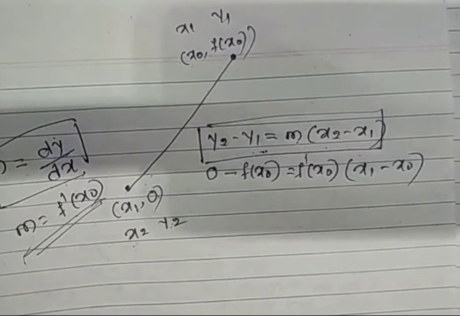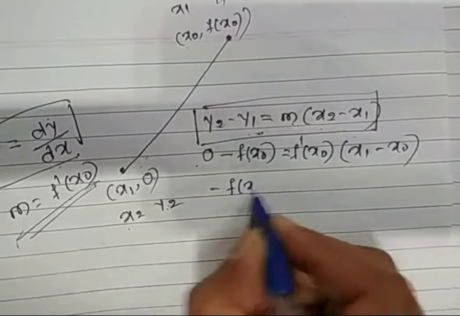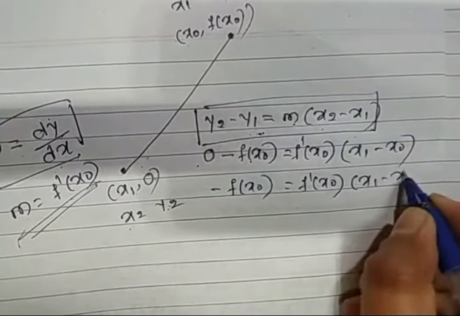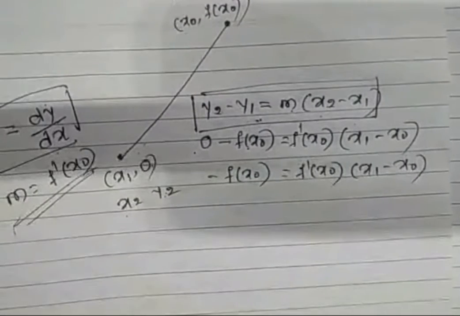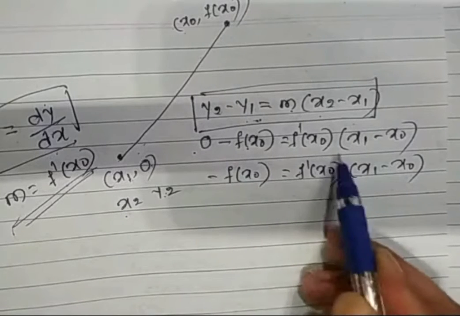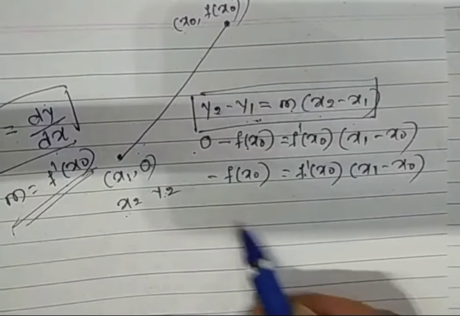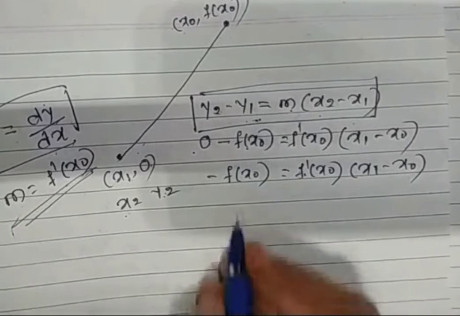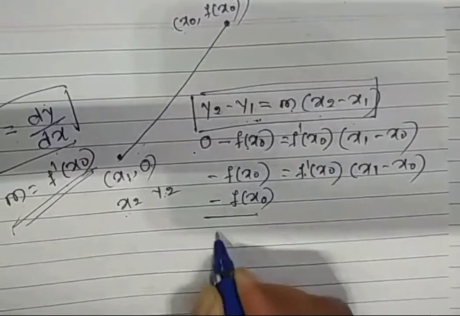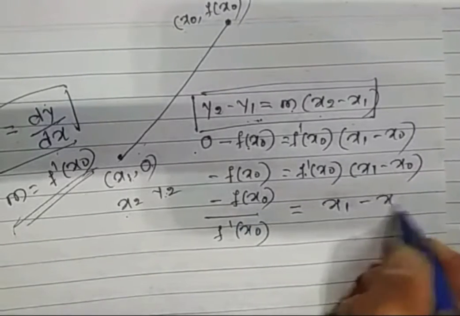Now the further thing is just simplification. 0 minus f of x naught is minus f of x naught. Then write f dash of x naught as it is. Then x1 minus x naught as it is. Next, what we can do here is take this f dash of x naught. This is multiplied, so a multiplied term, if we take it to the left side of the equation, will be division. So in the next step, minus f of x naught divided by f dash of x naught is equal to x1 minus x naught.